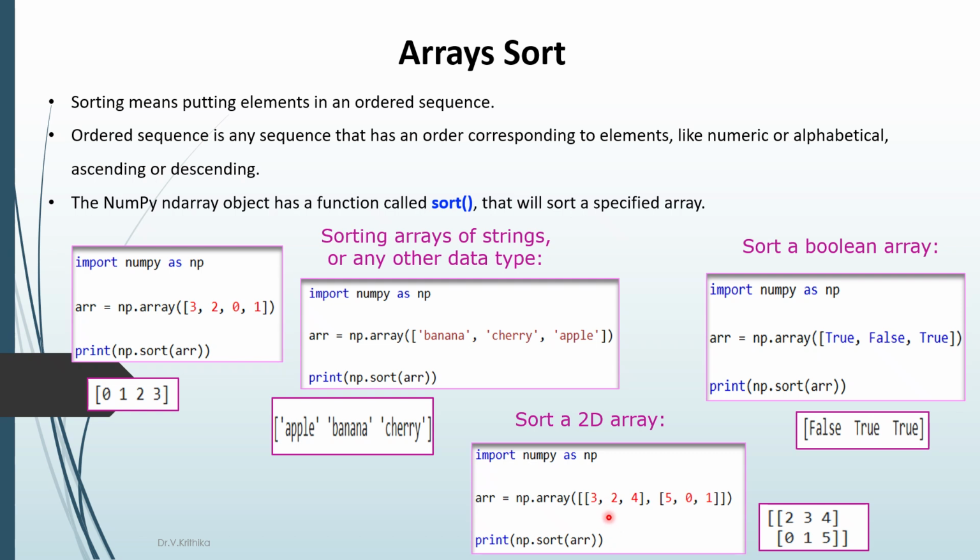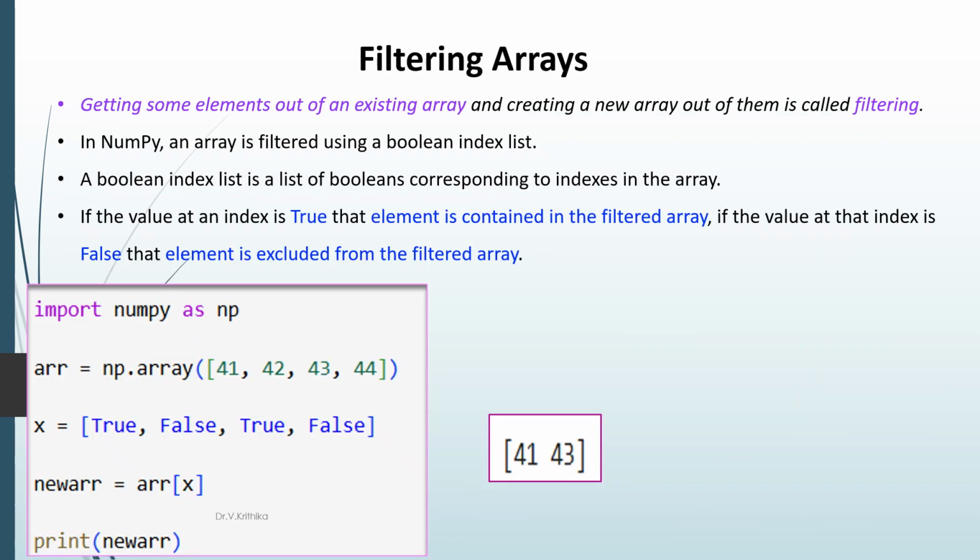So in this, it is 2, 3, and 4, and among this, it's 0, 1, and 5, and that's the answer here. So this is for sorting. Last is about the filtering.